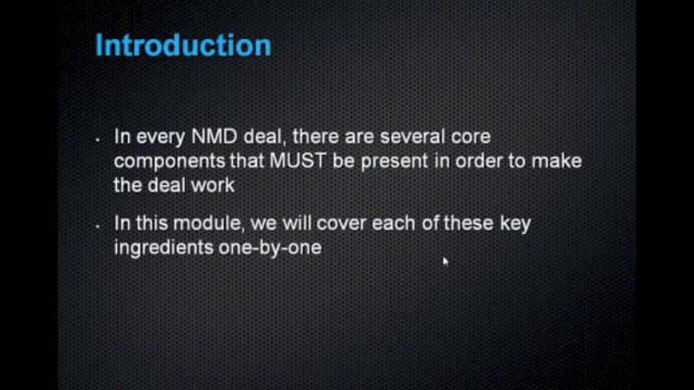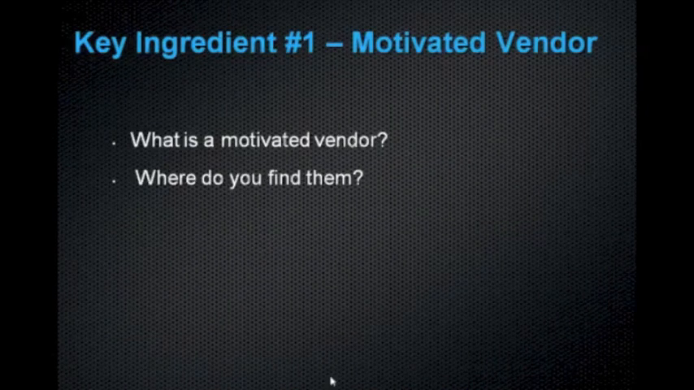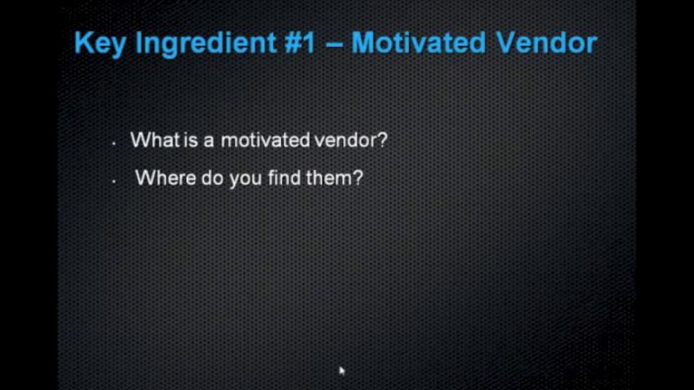So first of all, next. Key ingredient number 1, motivated vendor. Everybody says, motivated vendor, what are they? Well, what is a motivated vendor? A motivated vendor is somebody that wants to sell. But everybody that has a property listed wants to sell it. What is the reason behind a sale?